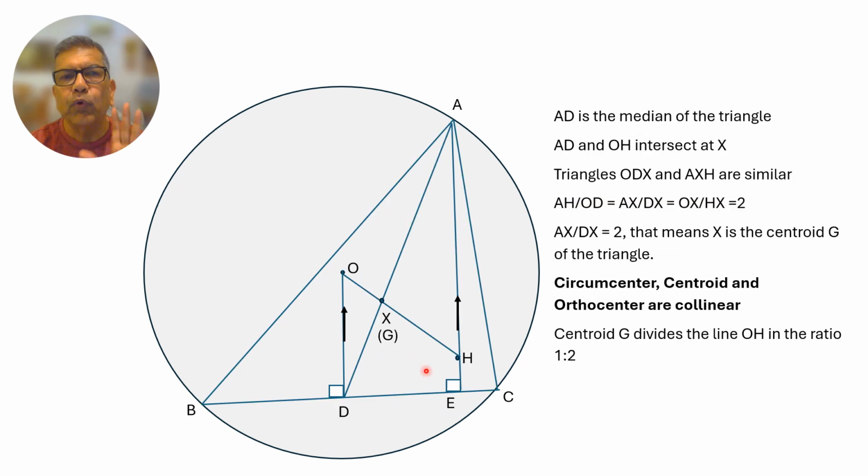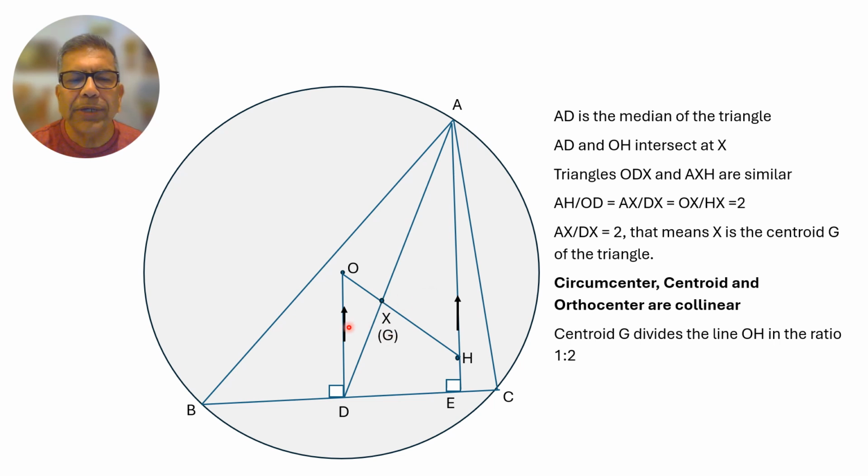This is where we prove the theorem. Now O is the circumcenter, H is the orthocenter. I'm going to join OH, and also I'm drawing the median A to D, because D is the midpoint, so AD is the median of the triangle. Let's assume the line AD and line OH intersect at point X. We don't know what point it is. Let's call it X.